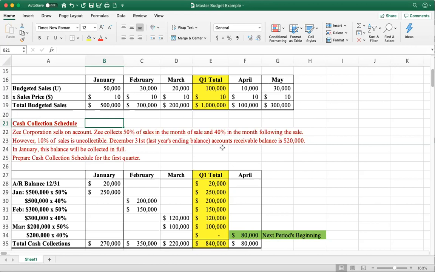Okay. So December 31st, last year's ending accounts receivable balance is 20,000. So last year's ending balance becomes this year's beginning balance. December 31st ending balance becomes January 1st beginning balance. Or you can also say, because December was the last month, this month is January, so this becomes the beginning balance for this month. So always remember, if December is the last month of the year, then it is also the last month of the fourth quarter, right?